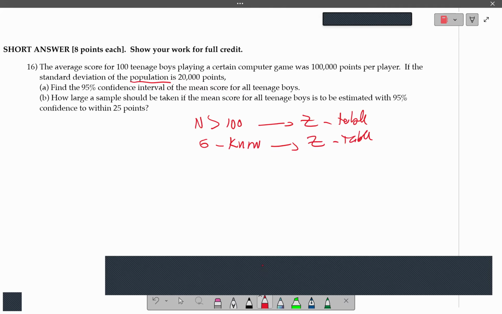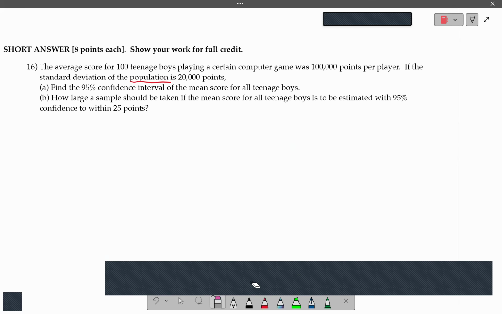All right? So we have both conditions. Sigma is known and n is greater than 100. So this is going to be the z table. This is what you're supposed to figure out first. Now, they are asking about the 95% confidence interval. You have a formula you can use right away.